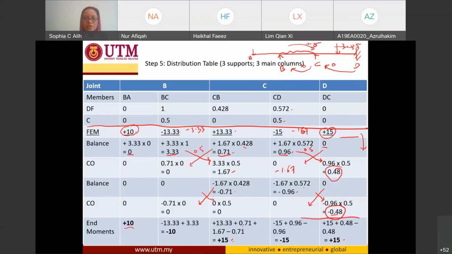So this is the end moment that you have already calculated. You have positive 10, negative 10, positive 15, negative 15, positive 15. So if you can see back, it is the same end moment that you have calculated using the slope deflection equation. However, for this method, you do not need to come out with your slope deflection equations, and you don't have to do all this solving to get theta B, theta C. You just have to do your table, but be very careful with the parameters. Then you can get your end moment of BA, BC, CB, CD, and DC.